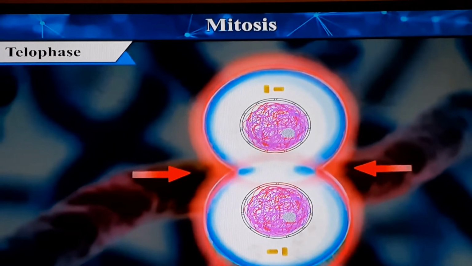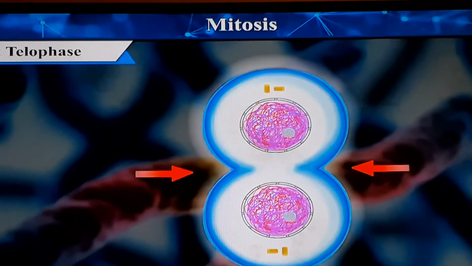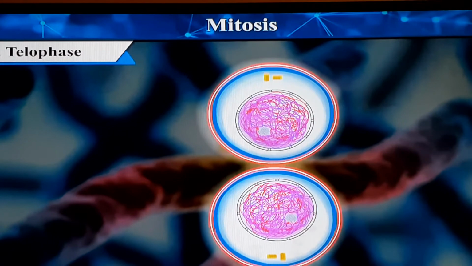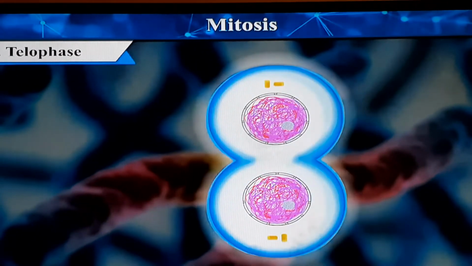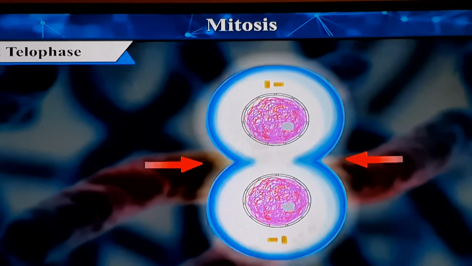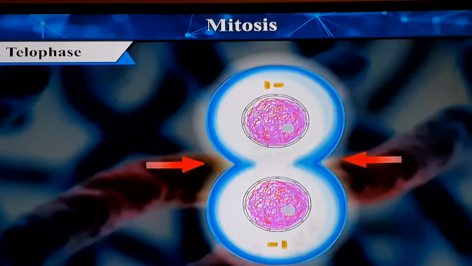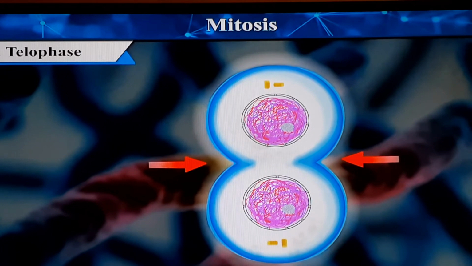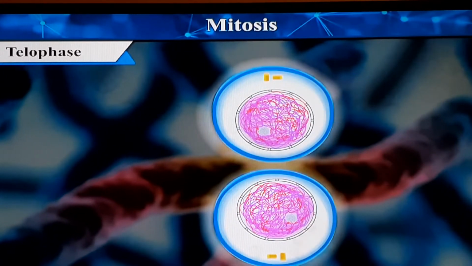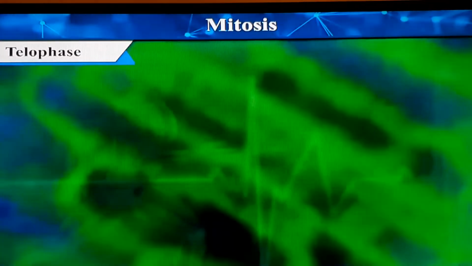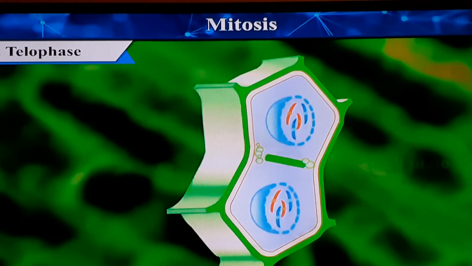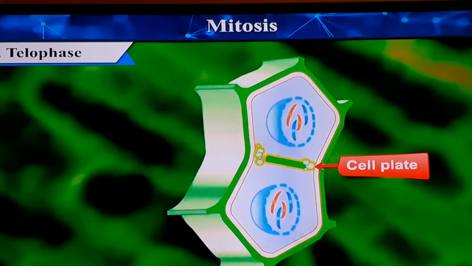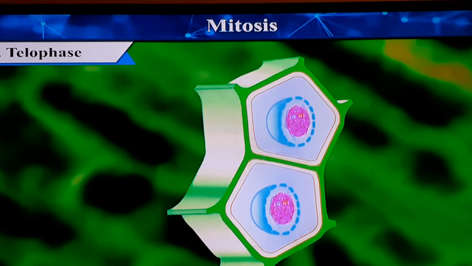Cytoplasm divides by cytokinesis and two new cells are formed, which are called daughter cells. In this process, a notch is formed at the equatorial plane of the cell, which deepens gradually and thereby two new cells are formed. However, in case of plant cells, instead of the notch, a cell plate is formed exactly along the midline of the cell and thus cytokinesis is completed.